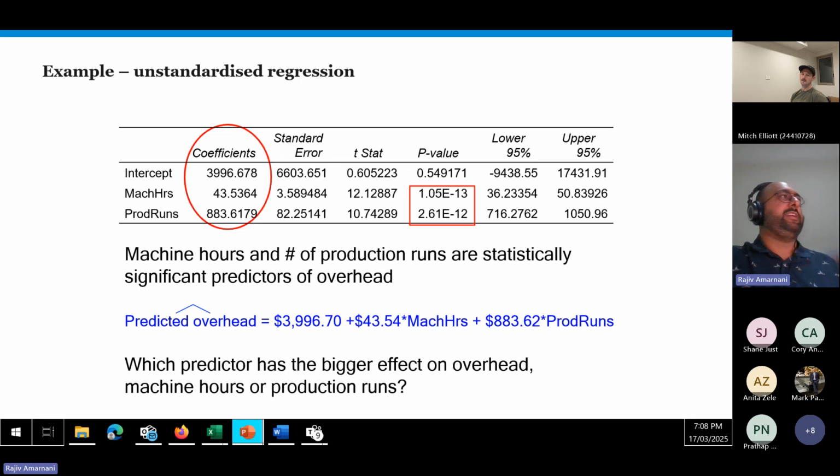So I'll give you an example here. Here we have an overhead in a factory, where it's predicted by the number of hours the machine is running and the number of production runs. We see that for every additional machine hour, overhead goes up by $43. For every additional production run, overhead goes up by $883. They're both statistically significant, and we have this nice regression equation here. The question is, which variable matters more, machine hours or production runs? Which one is the stronger predictor of overhead?